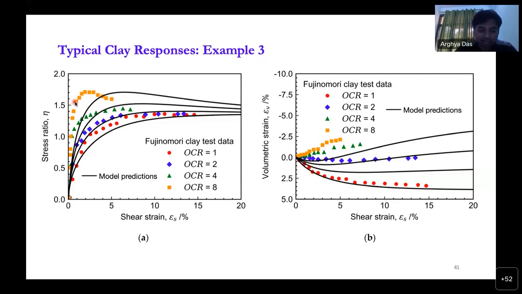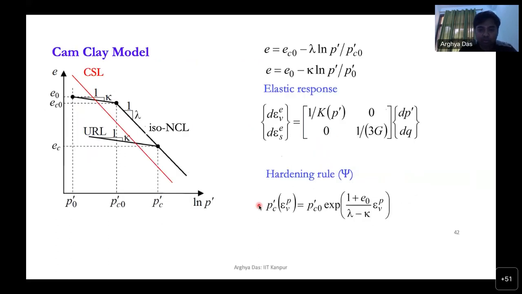So if we just note all these yielding points in these plots, for example, OCR 1, 2, 4, and 8, and if we start joining all those yielding points, that will essentially form the yield surface for this model. So how to do that?